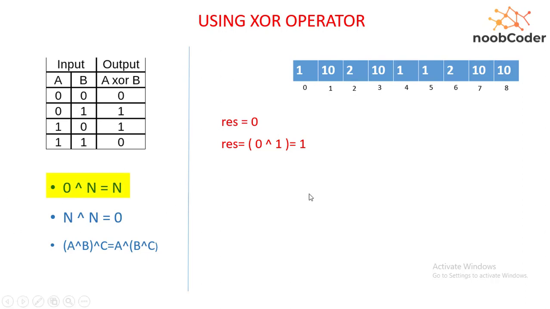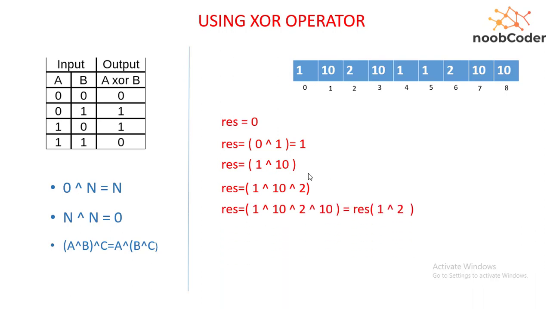In the next step, what will be the result? The result will be 1 XOR 10, right? Similarly, in the next step, the result will be this. In the next step, here we can see that this 10 and this 10 are equal. So this particular property of the XOR operator will be applicable, and it will automatically be equal to 0. So now our result is 1 XOR 2 only.